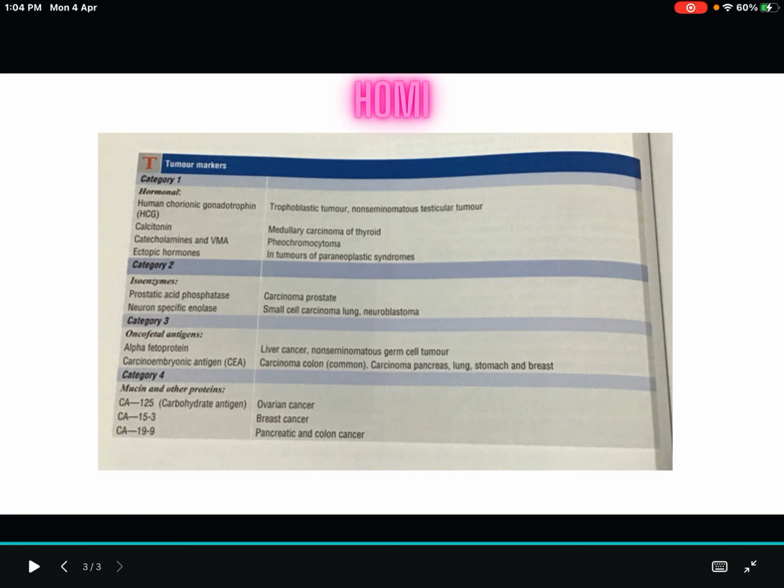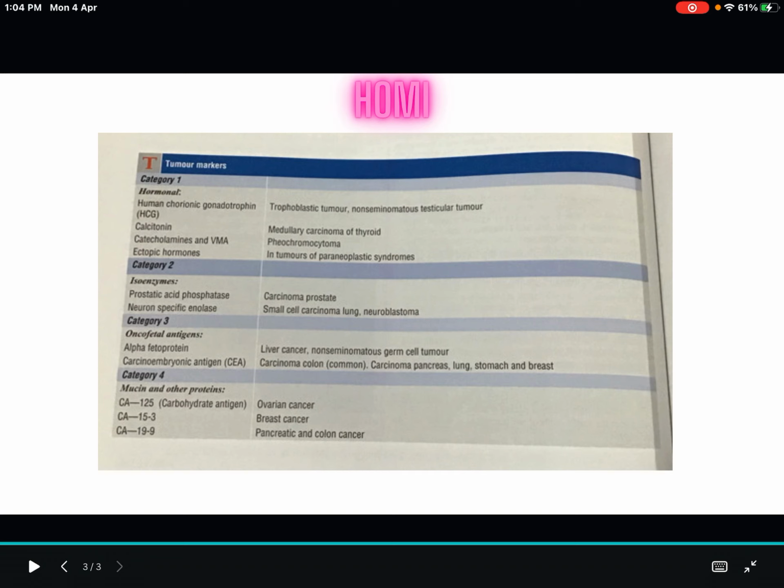Calcitonin you can easily remember: medullary carcinoma of thyroid, calcitonin, thyroid. Pheochromocytoma: catecholamines and VMA. Ectopic hormones: in any paraneoplastic syndromes, ectopic hormones will be elevated. So in the hormonal category, you can remember HCG, calcitonin, catecholamines and VMA, and ectopic hormones.